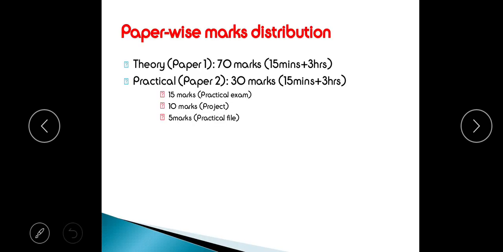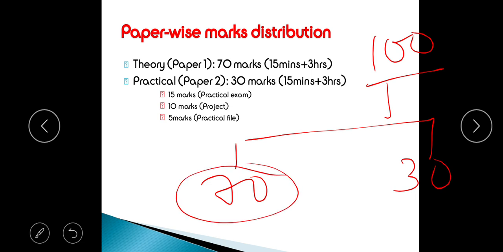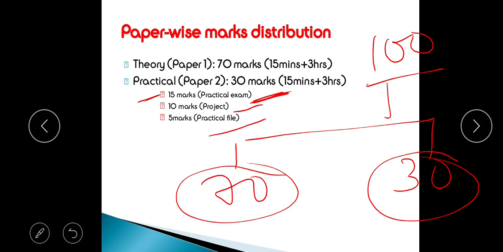The paper for class 12 consists of 100 marks. It will have two parts: 70 marks and 30 marks. The 70 marks paper will be a 3 hour written paper, which will have 15 minutes of reading time. Similarly, the 30 marks will be a 3 hour practical examination, with 15 minutes of reading time. The practical examination carries 15 marks, 10 marks will be allotted to the project file, and the practical file will have 5 marks.